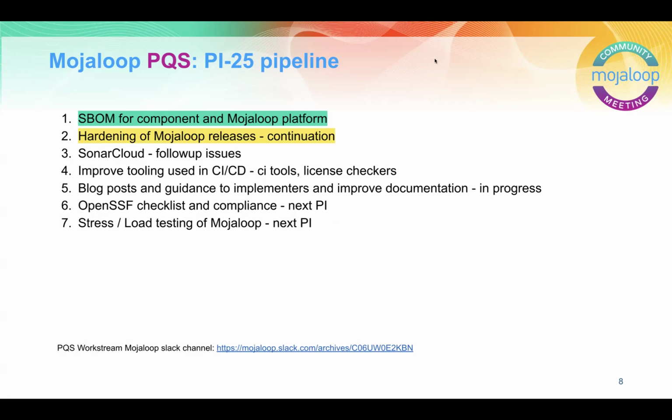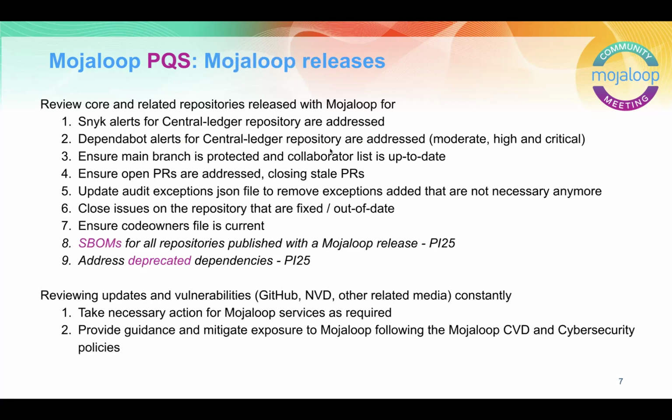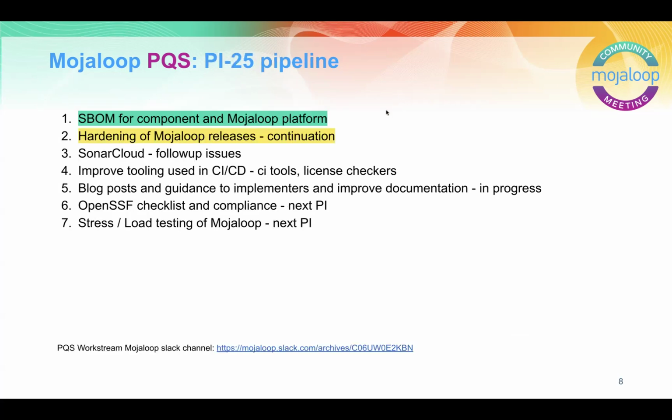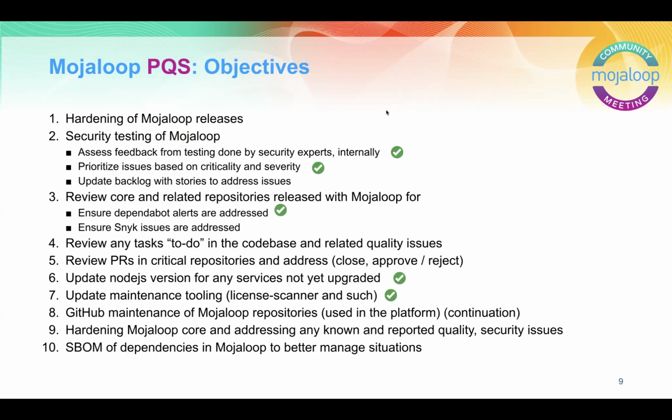So with that, I want to touch on the Mojaloop release process as well. We do a lot of things, but two new things, number 8 and 9, are the ones that we added in this PI, where we want to generate the software bill of materials, and then also address the deprecated dependencies now that we have a way of getting these details. These are general, not specific to any PI, but general platform quality and security workstream details. You can see that even during this PI we are covering a lot of them, like security testing, maintenance of core and related dependencies for vulnerabilities, quality issues, maintenance of tooling, and hardening of Mojaloop releases. And number 10 is also done, so moving forward, we can mark that with a tick as well.